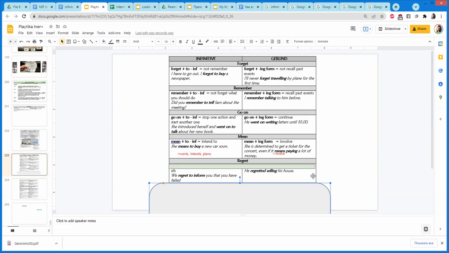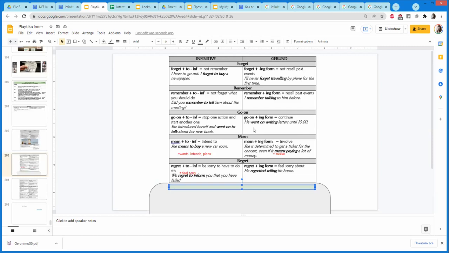Он пожалел, что продал. Сожалеет. In the first case, I regret to inform, we regret to inform, it's like we're sorry for that. You can replace it with feel sorry to inform you. And in the second case, it's like feeling a strong emotional upset. Yes, good job. So again, when you say I regret to inform you, I am sorry, but this is the information you have to know. When you say regret doing something, you are sorry because this happened in the past.